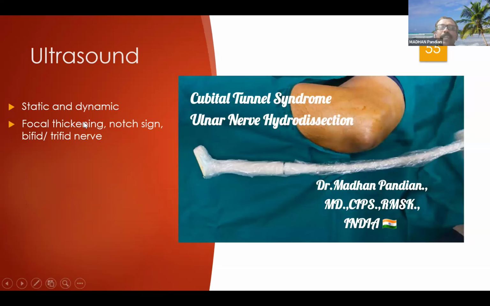So how exactly do you look for it? You can do both a static and a dynamic examination. There could be a focal thickening. There could be a notch sign. Sometimes there is a compression which is causing a notch-like appearance. And there is sometimes a bifid or a trifid nerve.